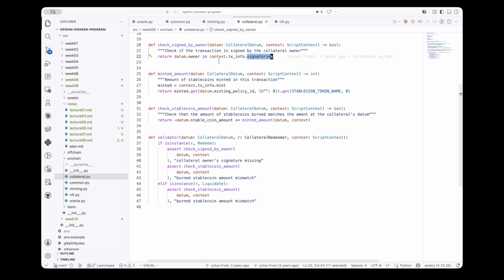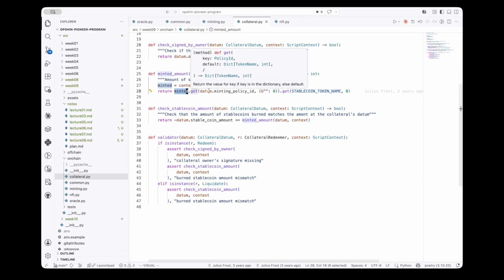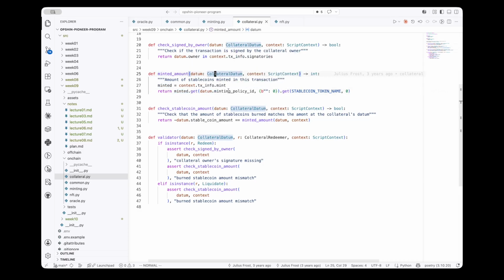Next one is this minted amount. We have also seen a similar function before in the minting contract. This takes from the context the value, which is the tokens that were minted in this transaction, and it extracts from this, using the minting policy and the stablecoin token name from the collateral datum, how many among those were the stablecoins.